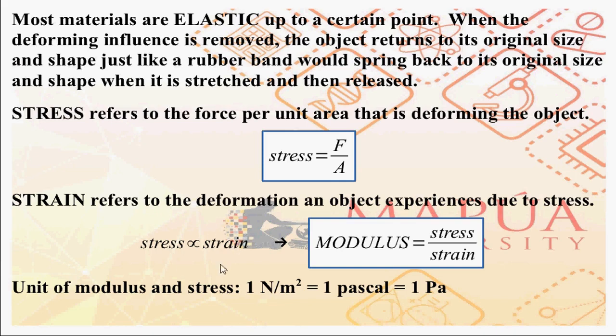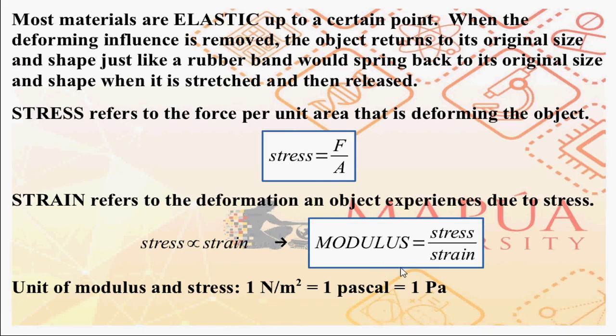The constant of proportionality between stress and strain is referred to as the modulus of elasticity of the material. Modulus is equal to stress over strain, and the unit of modulus is Newton per meter squared, or Pascal. Incidentally, stress is also Newton per meter squared. So, stress and modulus have the same unit, Pascal.